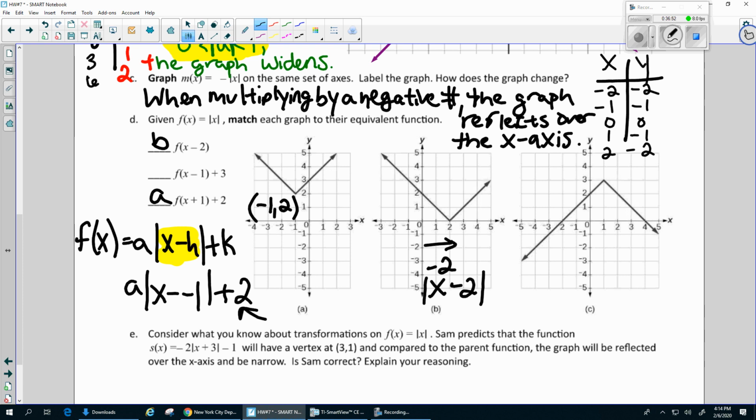Graph C is a reflection and it's a shift. So really, I'm shifting to the right, so it's going to be x minus 1 inside the parentheses. I'm shifting my vertex up 3, so I'm going to add 3. But I'm also making it negative, so I have to change my function to reflect that as well. So this is graph C.